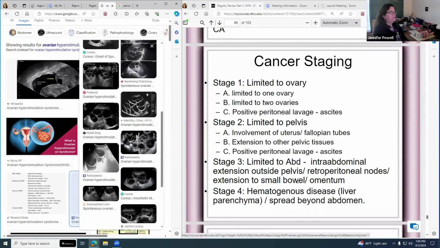Stage 3 is limited to the abdomen: intra-abdominal extension outside the pelvis, retroperitoneal nodes, extension into the small bowel or the omentum. And stage 4 is hematogenous disease, meaning that it's gone through the bloodstream and into the liver parenchyma, and it spreads beyond the abdomen.